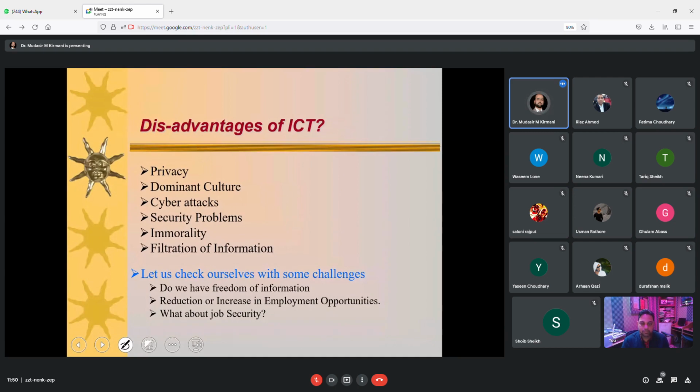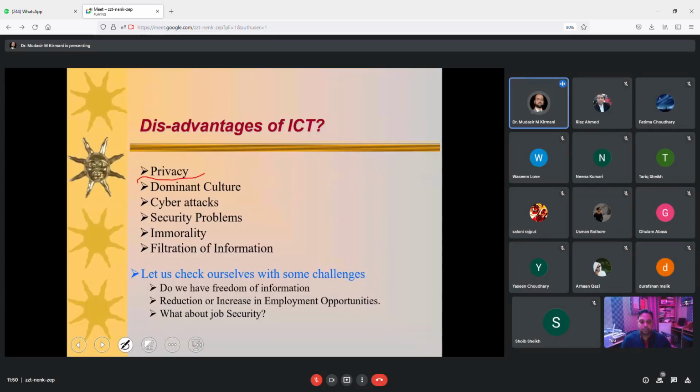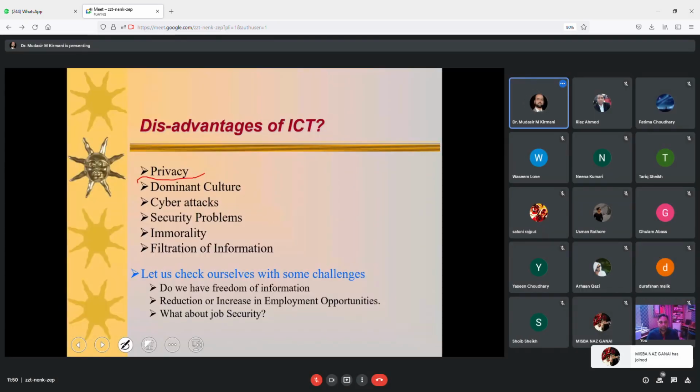Now there are certain disadvantages as well. We always see the advantages, and there are a good number of them. But one of the major disadvantages of the use of technology is privacy. How far are we ensuring the privacy of the people who are connected with us? Let me take an example. One of the best examples is that we are connected right now.